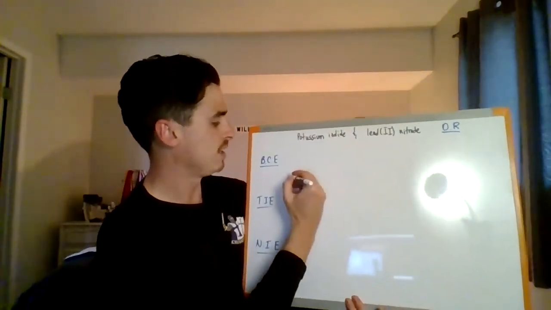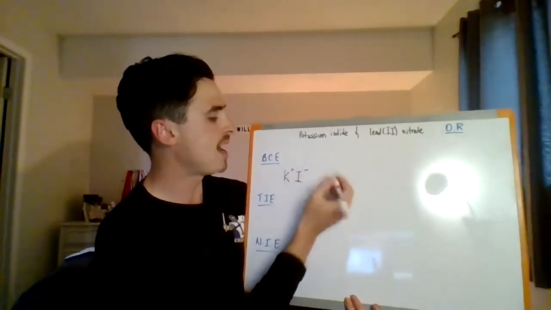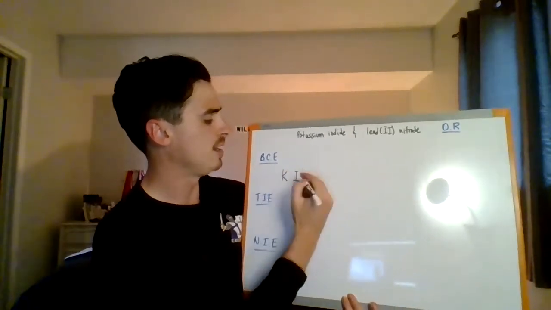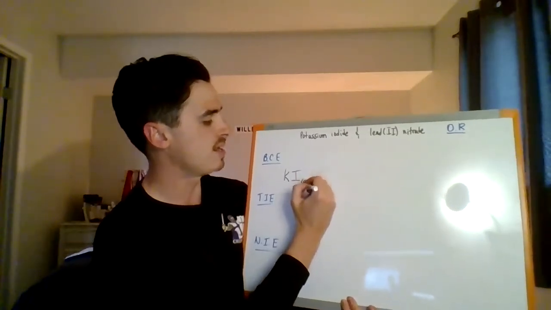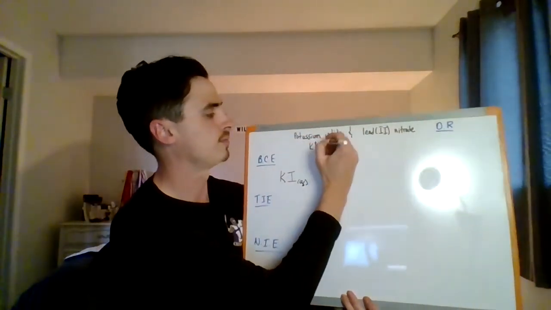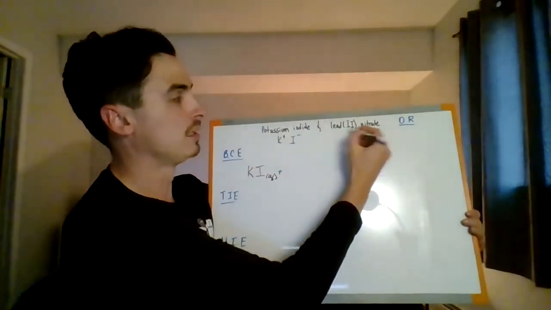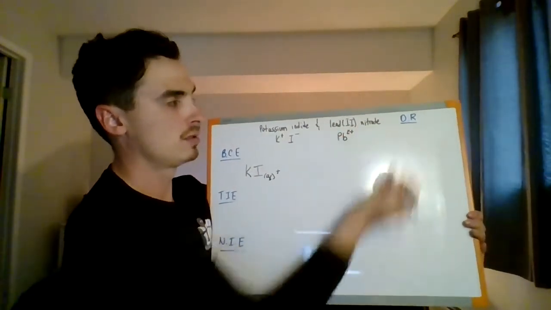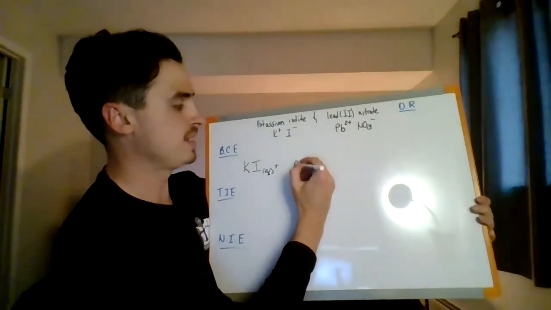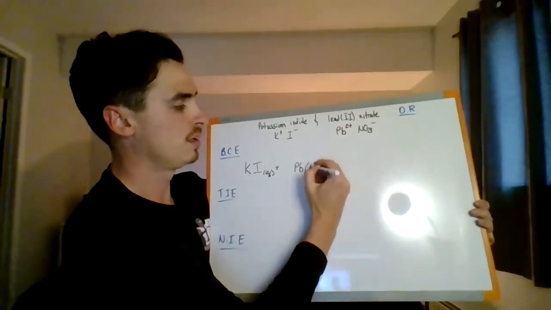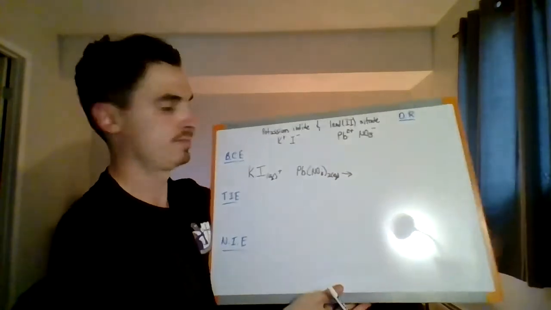Potassium iodide, ionic compound, I've got K plus, I minus. When I drop and swap, they cancel out. Okay, so I write KI, and this is aqueous. Okay. I'm reacting this with lead 2 nitrate, NO3 minus. So I'm going to put Pb, I drop and swap, bracket NO3 2. This is also aqueous. Okay.